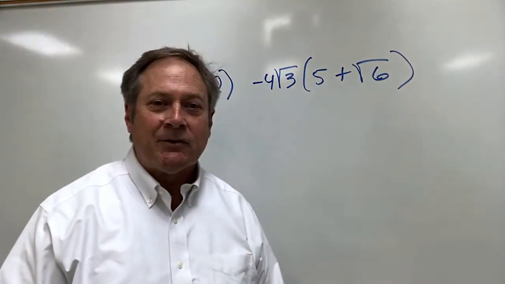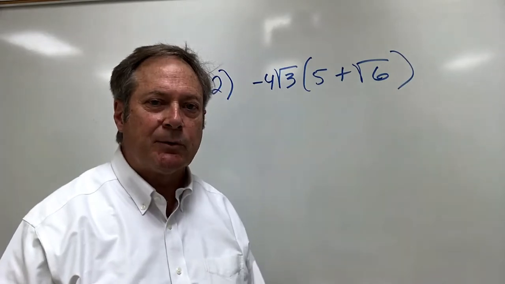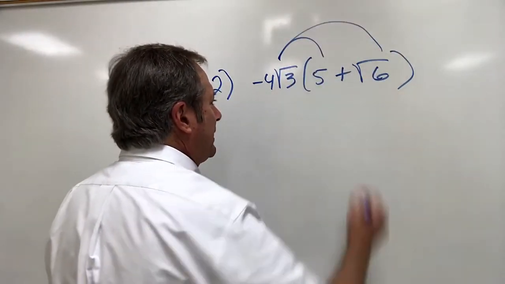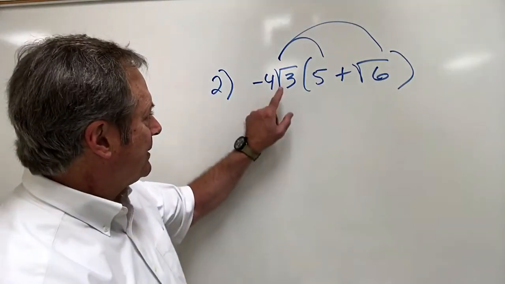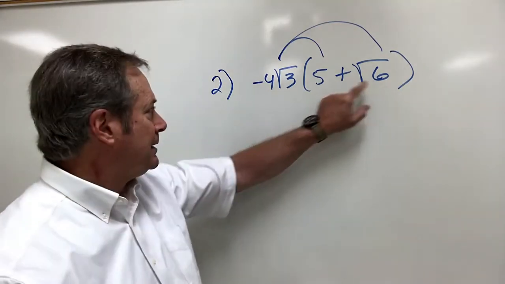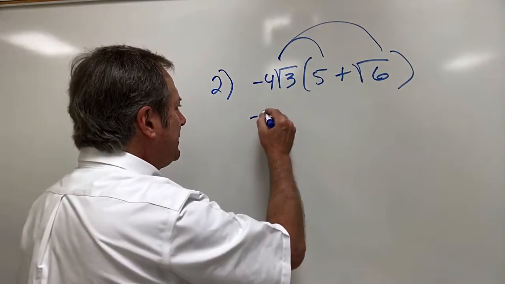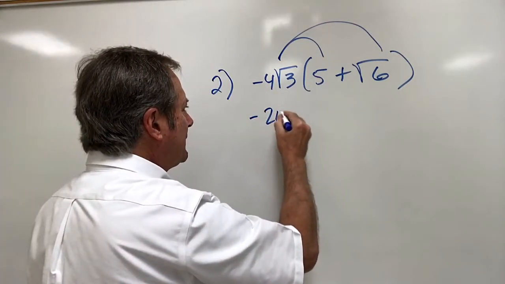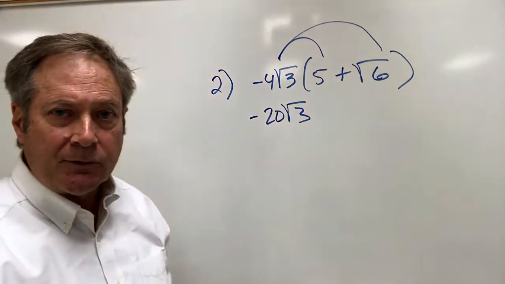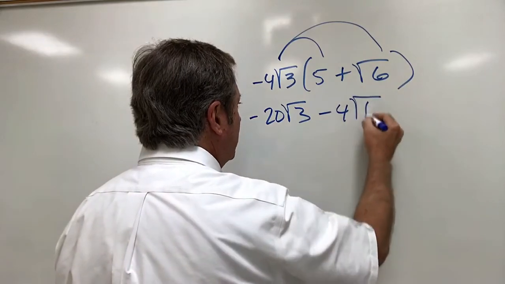Well, I just now realized that I got things out of order. The one I just did was number 3. So let's go back to number 2. Here we've got distributive property. But you want to keep in mind, guys, that a radicand can only get multiplied by another radicand. So in this case, -4 square roots of 3 times 5 is -4 times 5, which is -20 square roots of 3. Then -4 square roots of 3 times the square root of 6 is -4 square roots of 18.